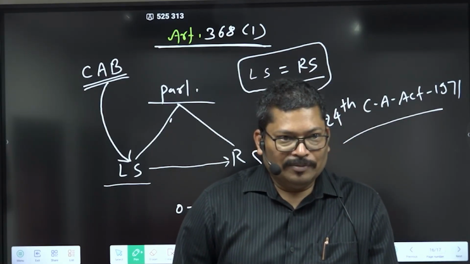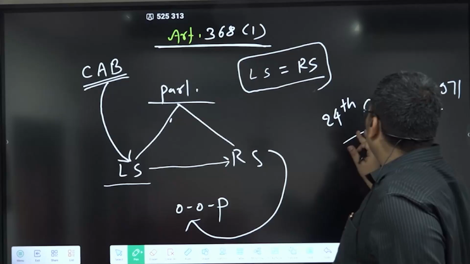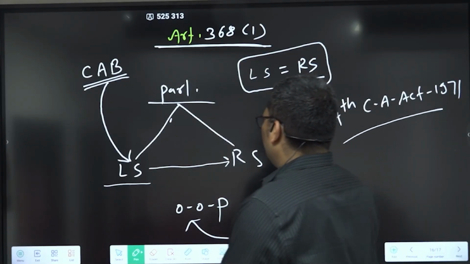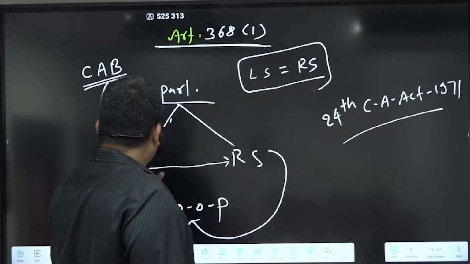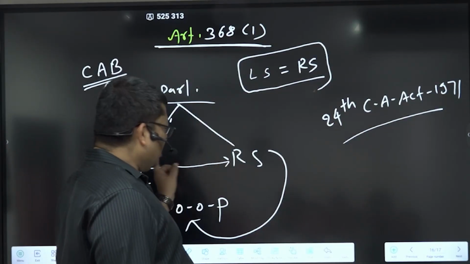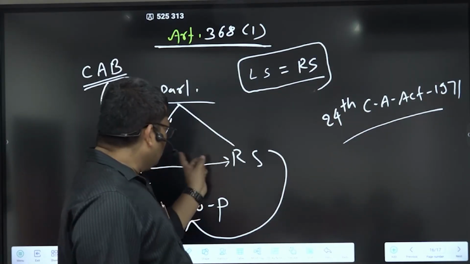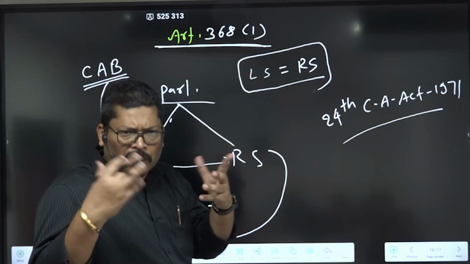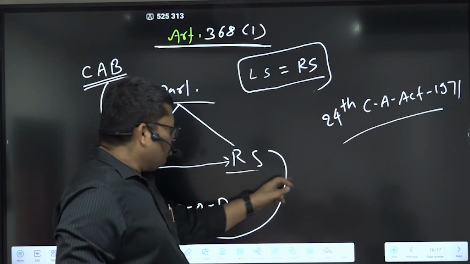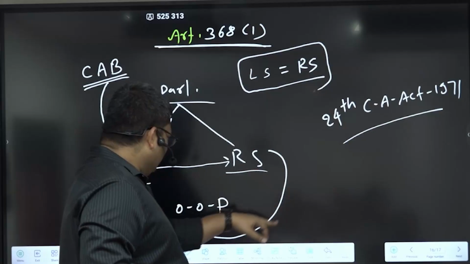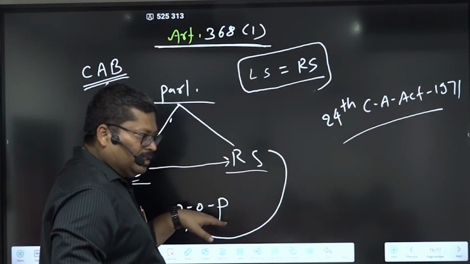Have you got the point? Yes. So through the 24th Constitutional Amendment Act 1971, the provision was made that if both the houses of the parliament duly pass a constitutional amendment bill, duly passed means properly passed, then the bill will be transmitted to the office of the President of India.